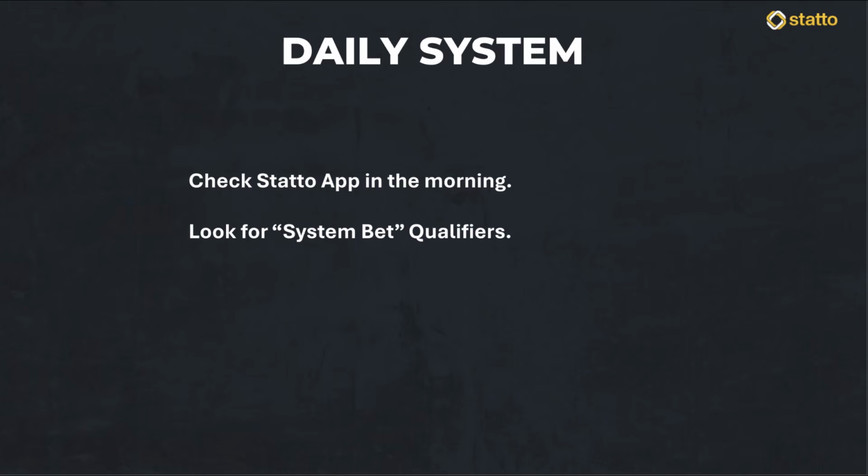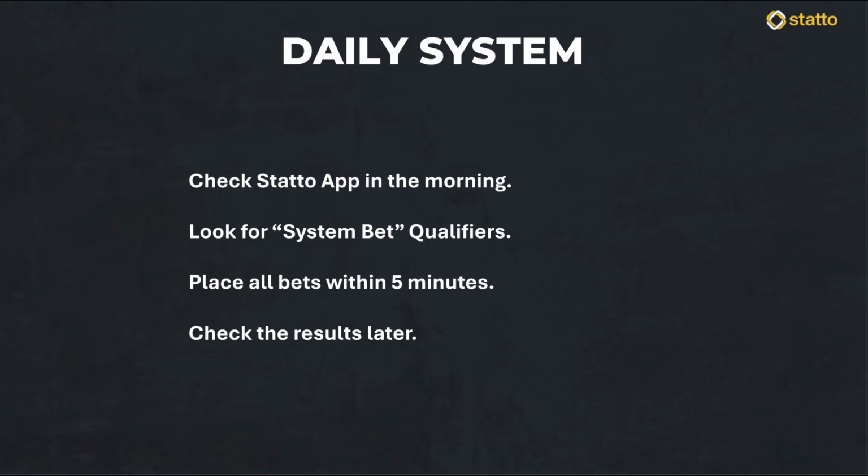So let me summarize your daily system if you were going to use the anchor system. You would check the Statto app in the morning. You would click on the system bet for anchor bet, anchor system high, or anchor system low, and then you would place all your bets within 5 minutes, and then that would be it. You would just check the results later on. It really is as simple as that to place all the bets. It's not time consuming, it doesn't take very long. Previously it maybe took 15 minutes per match to research, but not anymore.